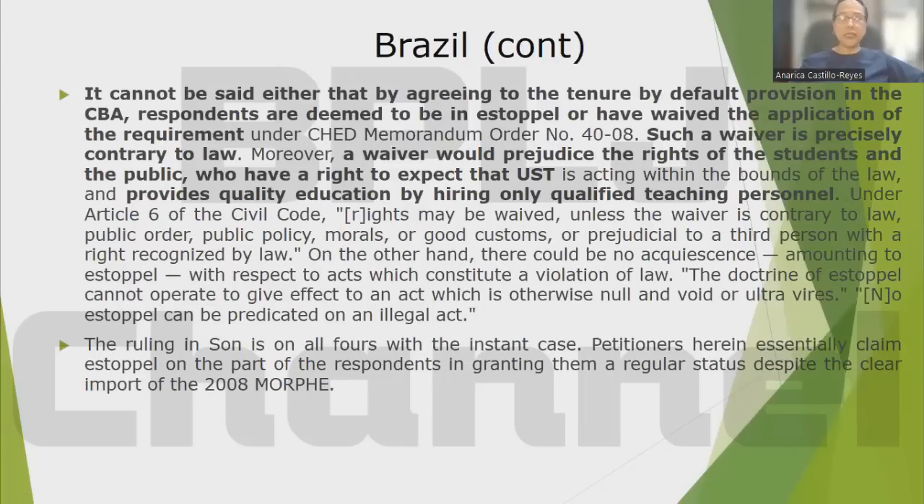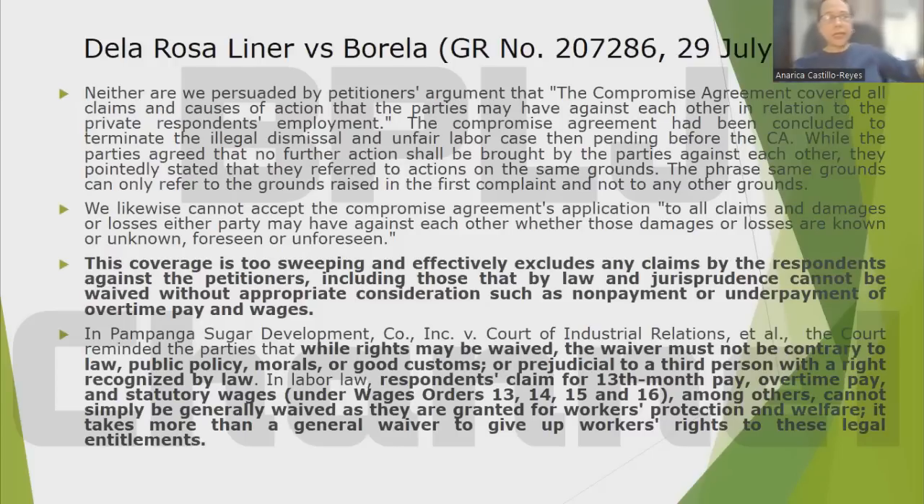It cannot be said either that by agreeing to the tenure by default provision in the CBA, respondents are deemed to be in estoppel or have waived the application of the requirement. Such a waiver is precisely contrary to law. A waiver would prejudice the rights of students and the public who have a right to expect that UST provides quality education by hiring only qualified teaching personnel. So this case is an illustration of an invalid waiver. Okay? The case of De La Rosa Liner versus Borrella.